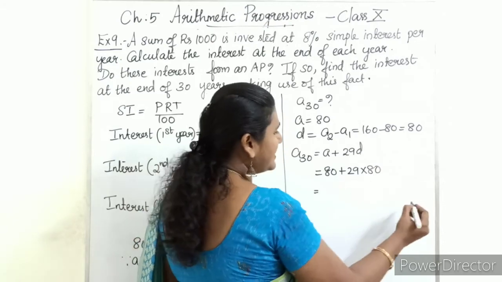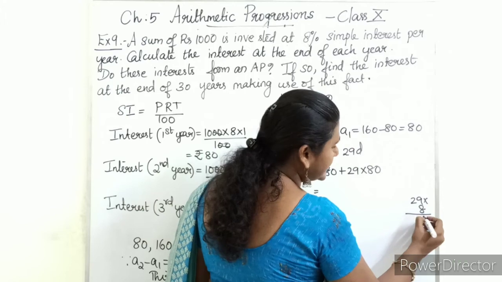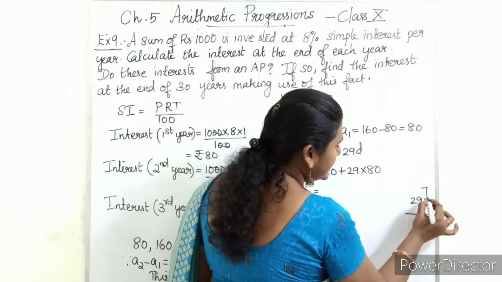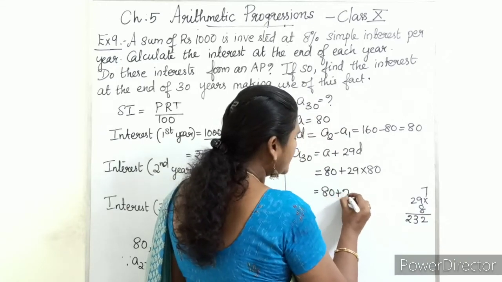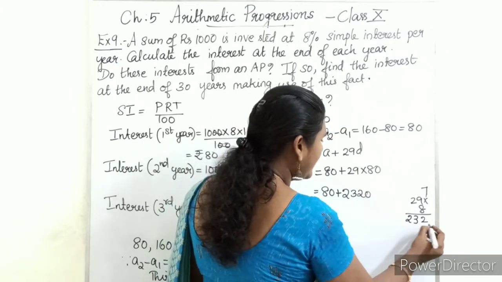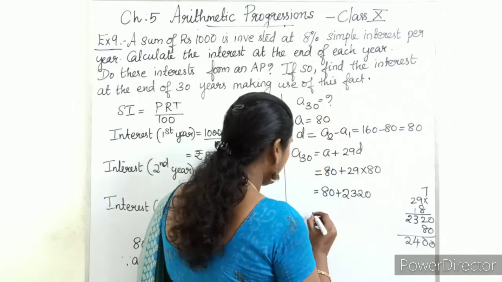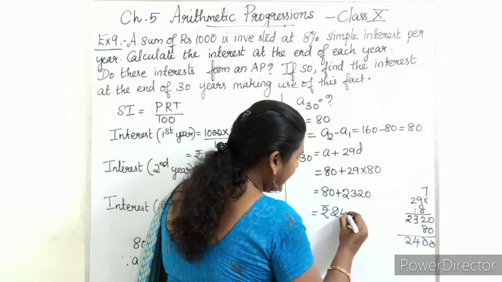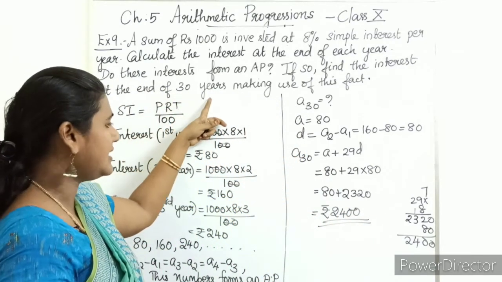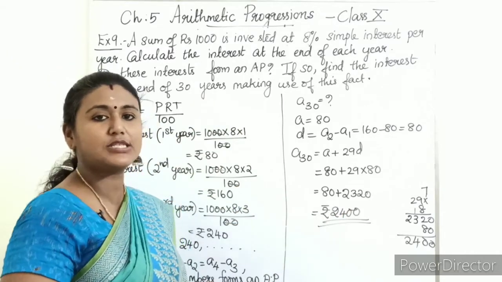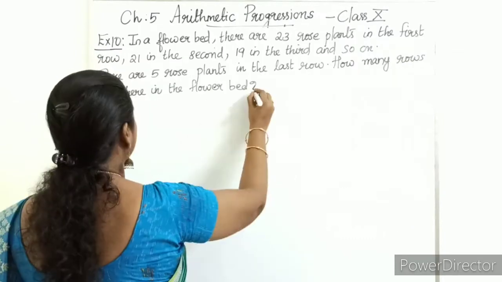So we will simplify this, 29 into 80. Okay, so 2320. So when we add 80 with this, what answer you will get? 2400. Okay, so the interest at the end of the 30 years is 2400 rupees. Okay, now we will see the next example.